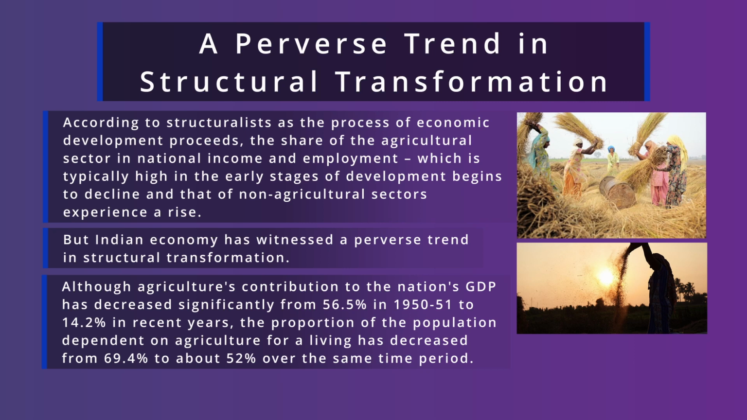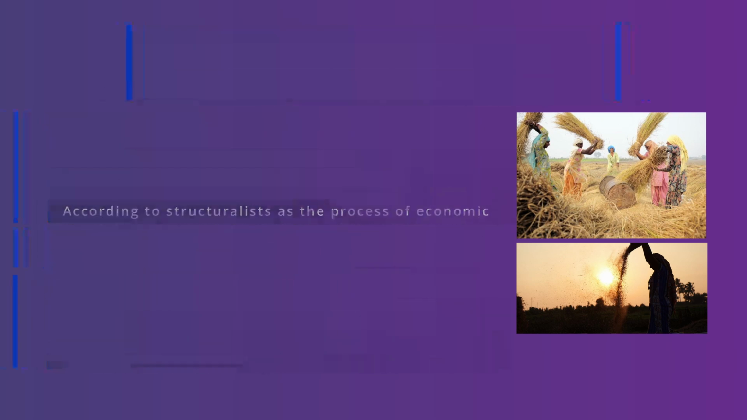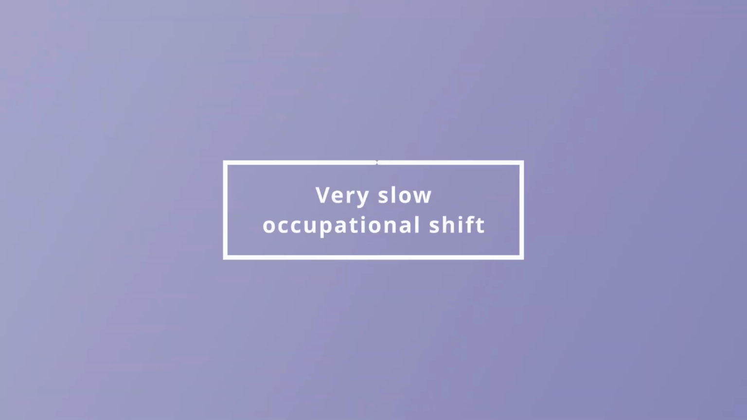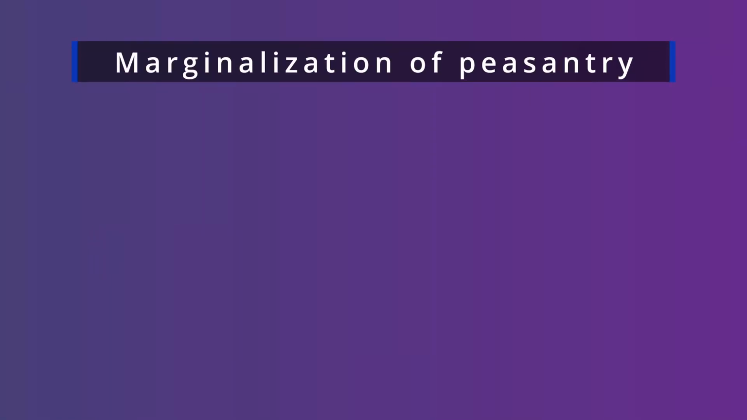But no such corresponding structural transformation has occurred in the occupation structure. At that time, about 70% of the national population depended upon agriculture for their livelihood. And recently, this percentage has reduced only to 52%. One of the possible reasons for this is the very slow occupational shift from agriculture to other sectors of the economy.